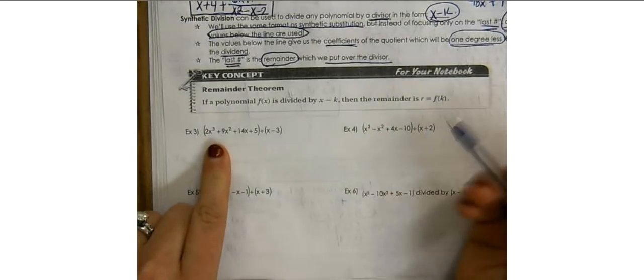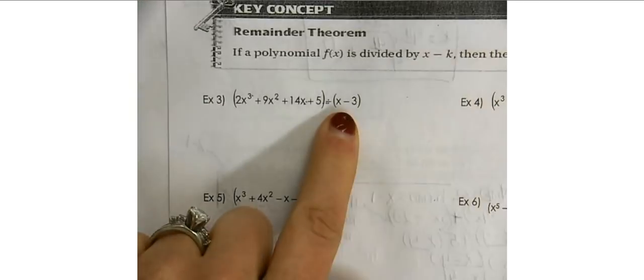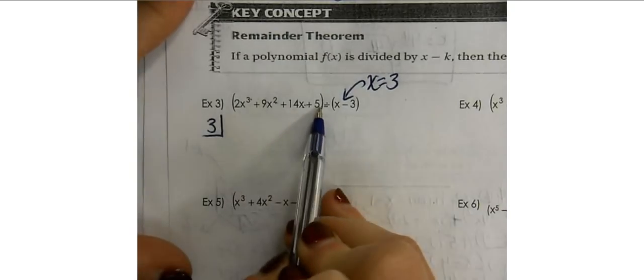So here we go. The first thing that we want to do is make sure that all of our degrees are represented. We have 2x cubed plus 9x squared plus 14x plus 5. That's 3, 2, 1, 0. Awesome. Every single degree is represented. Next, we want to identify what 0 would be produced from an x minus 3. What would our x-intercept be? In this case, our x-intercept would have been x equals 3. So that's the number that's going to go inside of the little box. Then I'm going to identify all of my coefficients, which are 2, 9, 14, and 5.